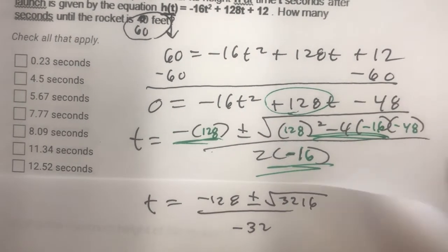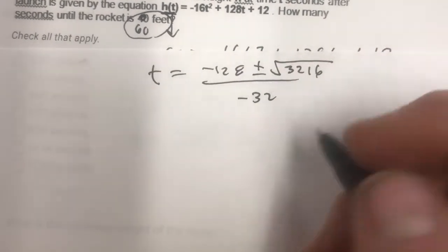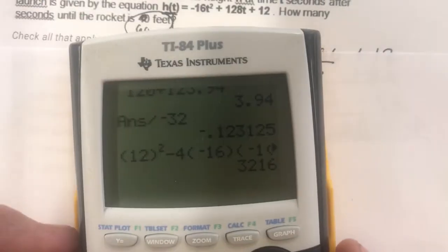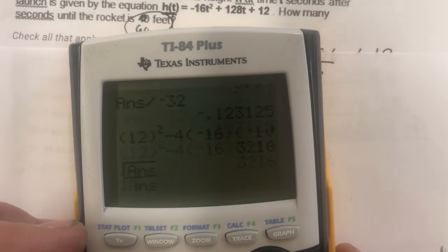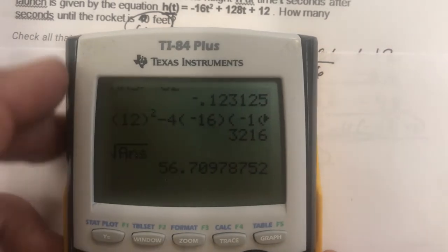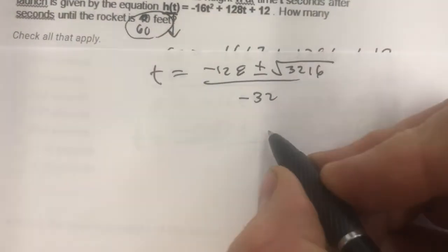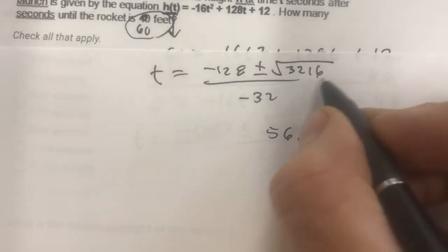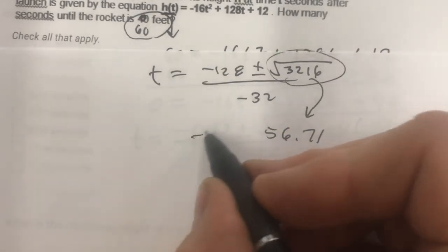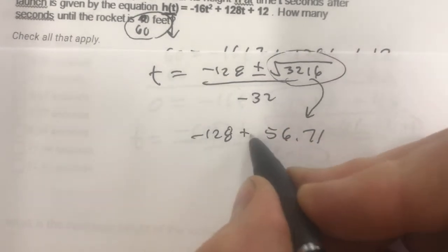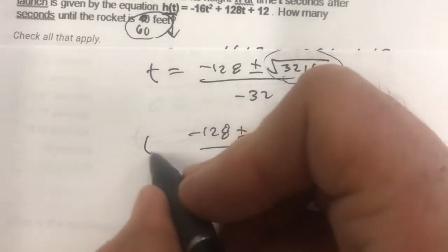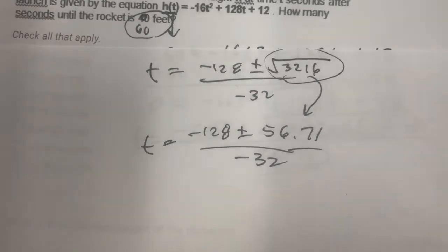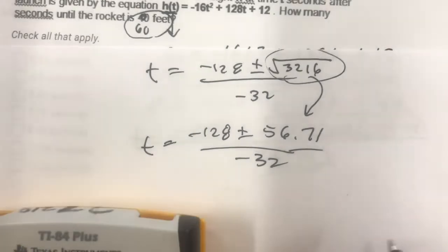All right, now I've got to do the square root of that. So I'm going to do the square root of that answer there. That gives me 56.71. That's what this is right here. So I'm going to have negative 128 plus or minus that, divided by negative 32. That's what t equals.